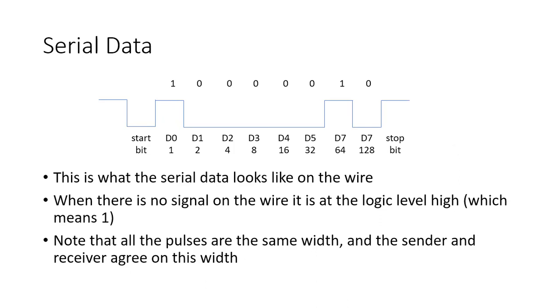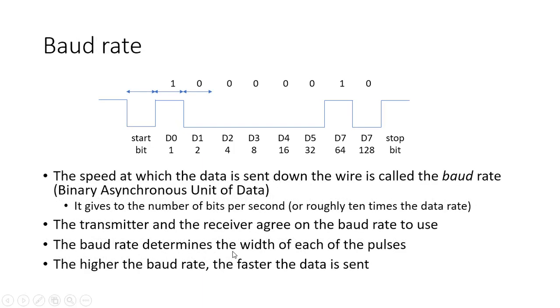So we have this idea here that we've got 8 data bits, and that bit there is set high to mean this value contains a 1, and that bit there is set high to say this value contains a 64, and you add them together and hey, you get 65. Note that all the pulses are the same width and the sender and the receiver agree on this width. The time it takes each bit is called the baud rate.